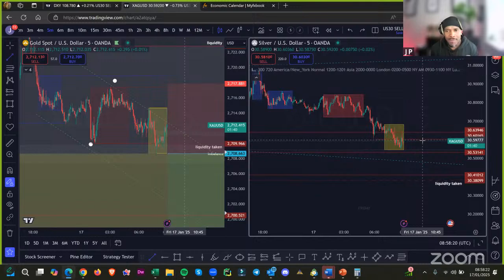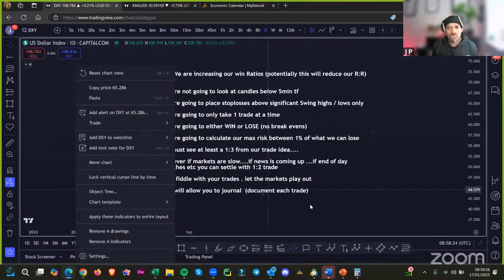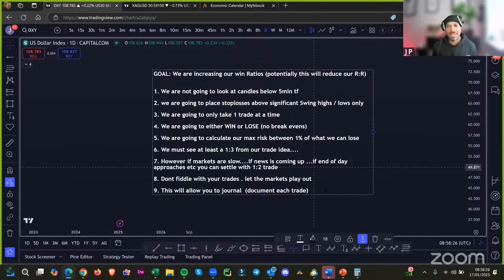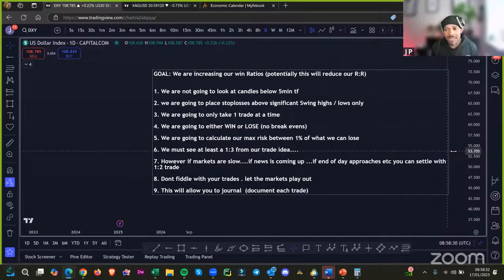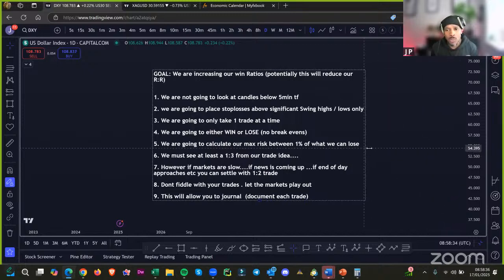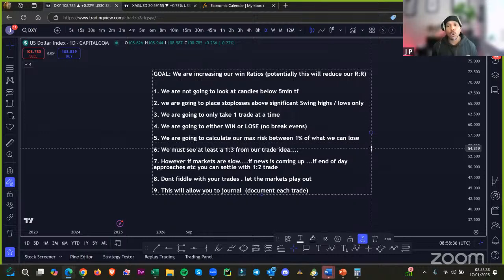Okay. But what we are doing with these rules is for a week, which is going to be next week, which I'm going to join you with. You are going to be taking trades and you're going to be looking to do one thing, which is increase your win ratio. I do not want to hear that you are taking, I heard some stats, somebody took 87 trades and won 17. Okay.